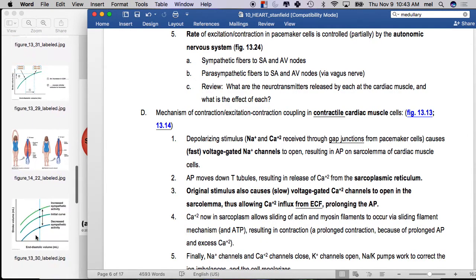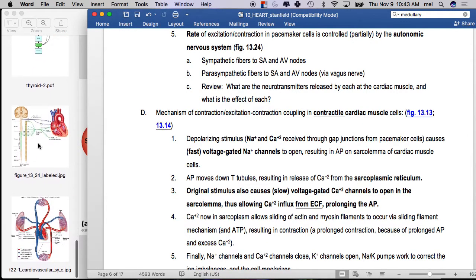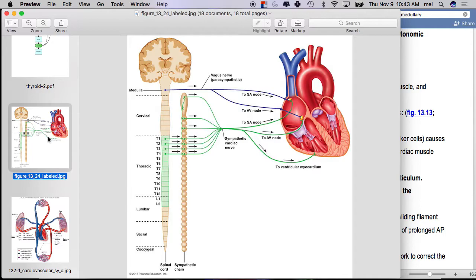What it actually does is, okay, let's go and see how it's wired up. So here's what happens. If you have the sympathetic nervous system right here coming from the thoracic region of the spinal cord, you guys with me, right? Going to the SA node and the AV node, here's what happens. It's going to stimulate those pacemaker cells with what neurotransmitter? Norepinephrine, good. It's going to stimulate those cells with norepinephrine.